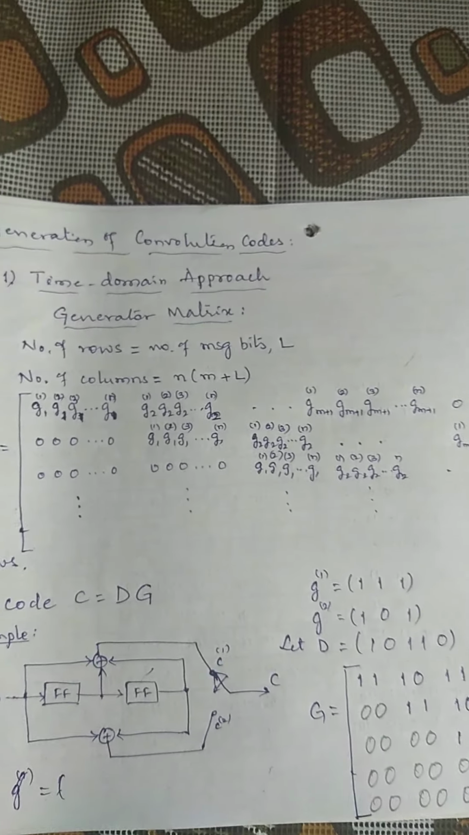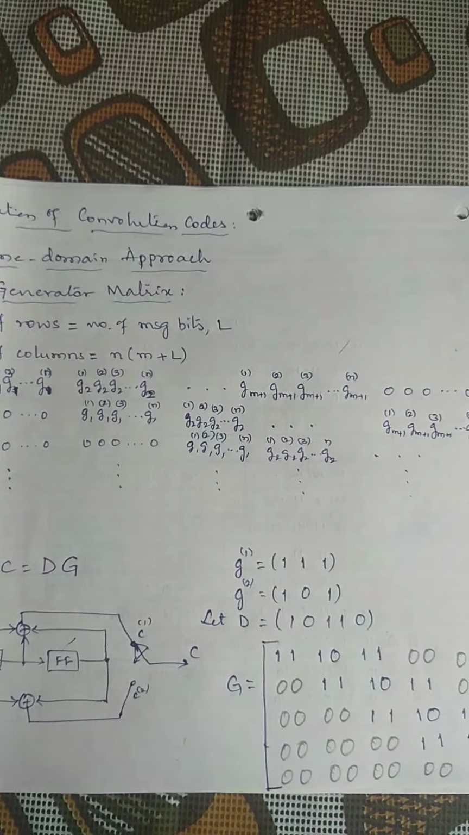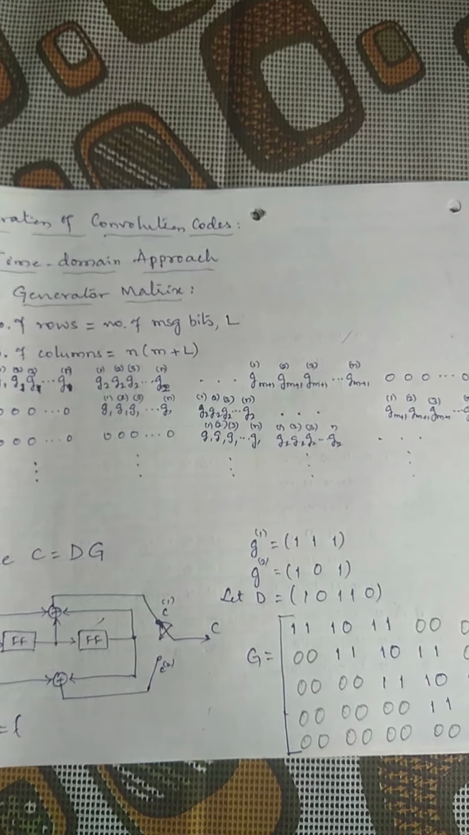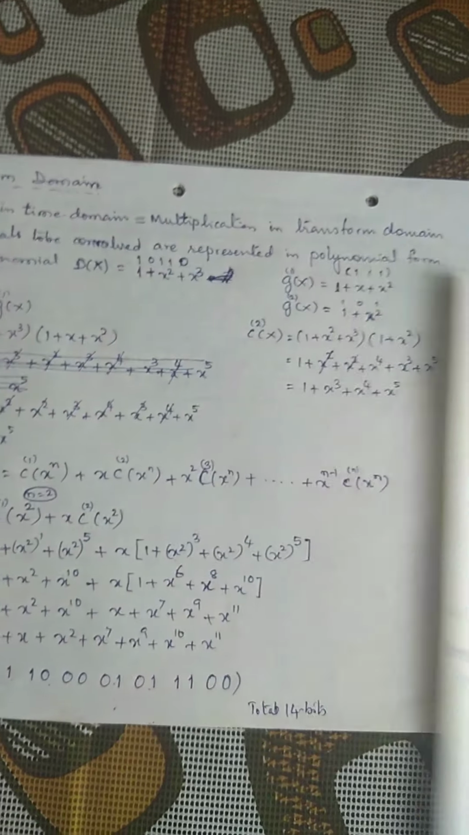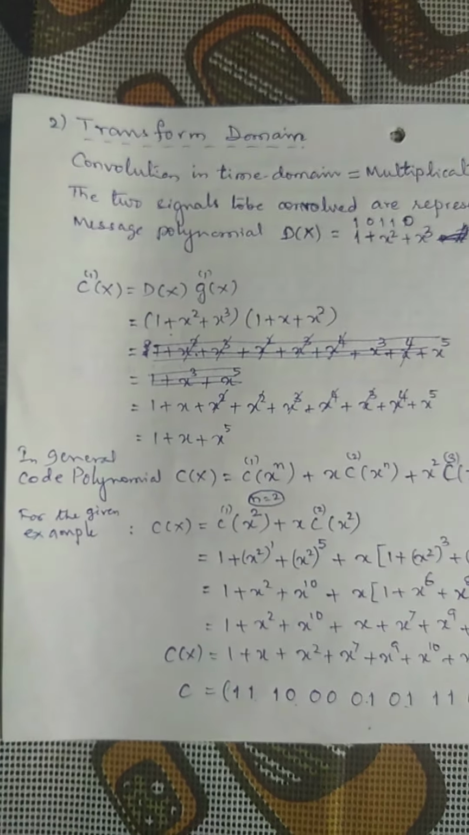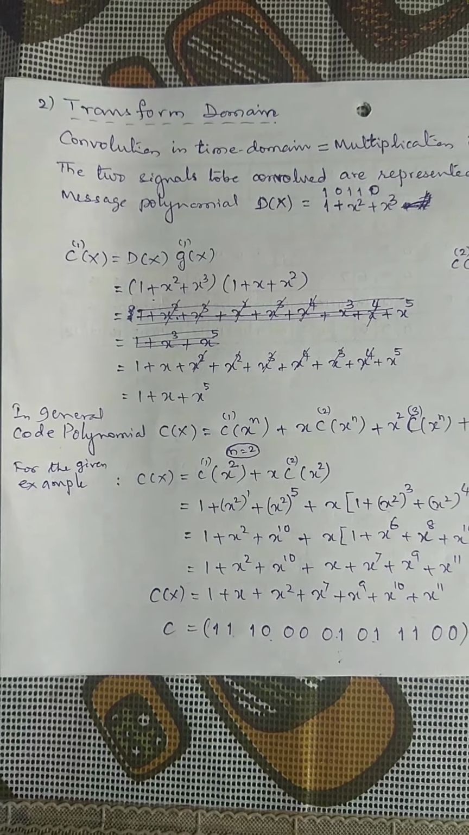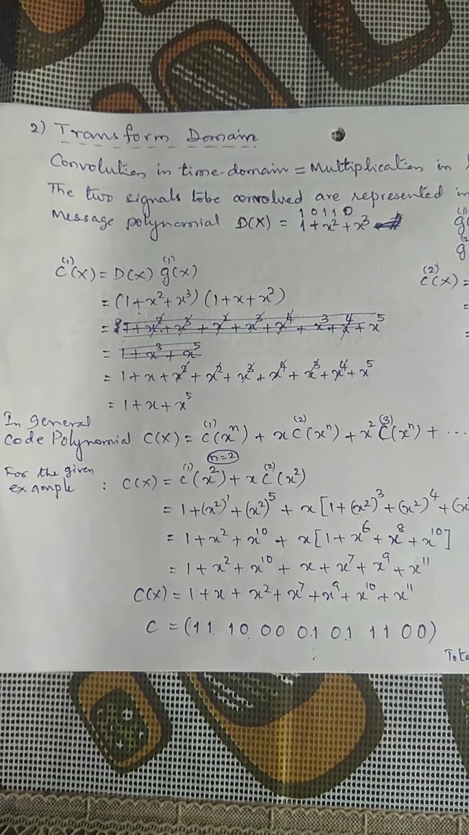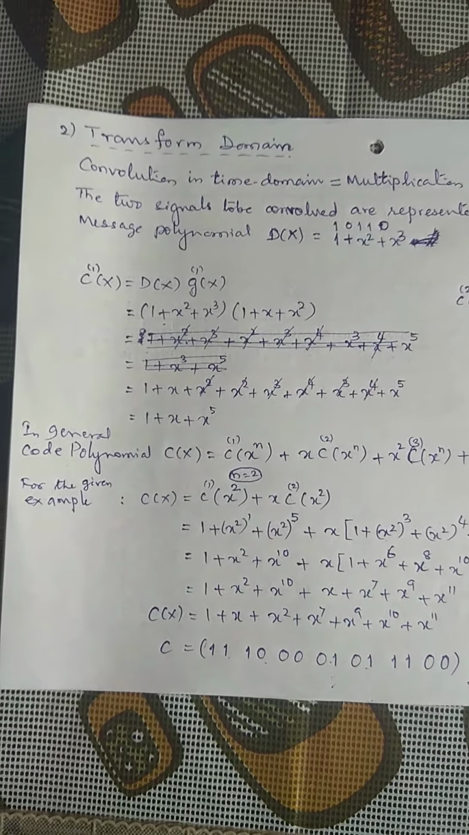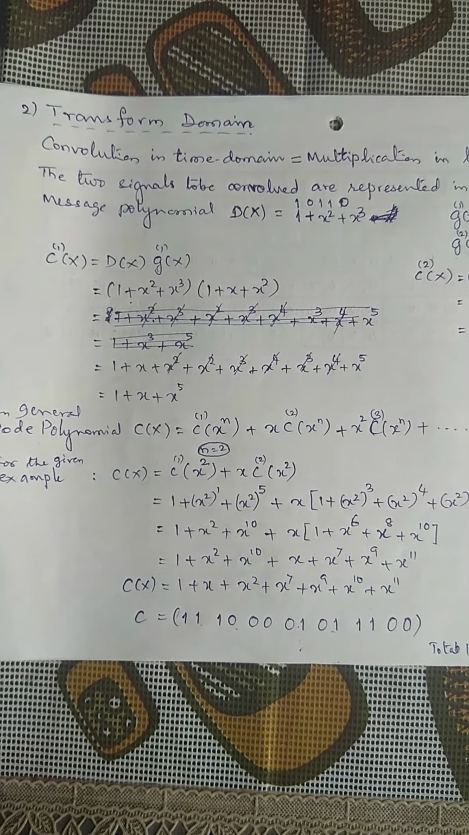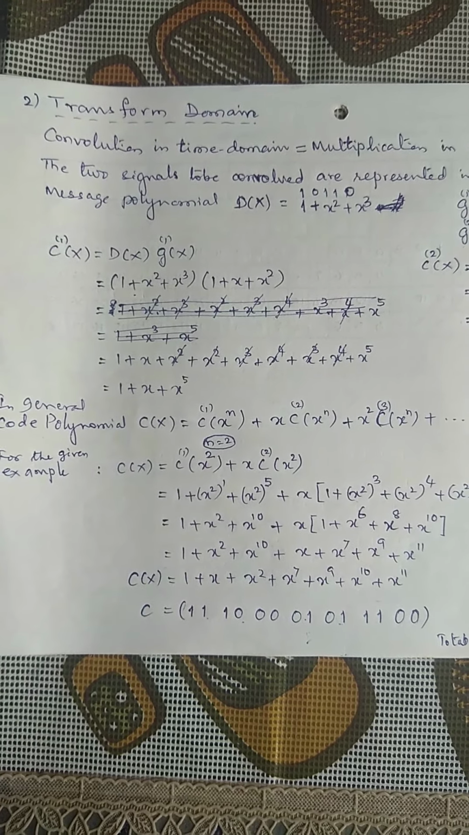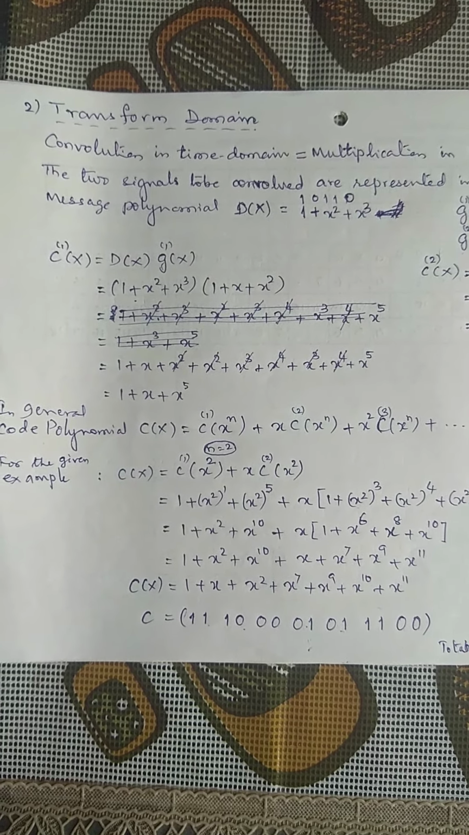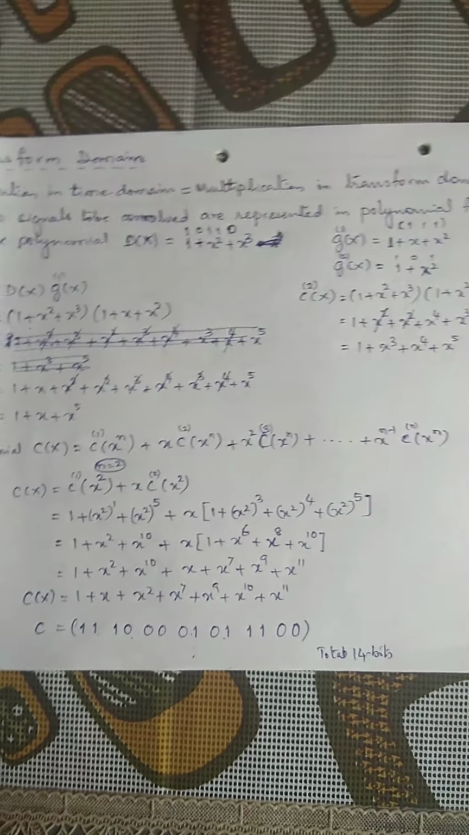So this way, convolution codes are generated in the time domain by simply multiplying the message with the generator matrix. It's a time domain approach of generating the convolution codes. Equivalently, we can generate the same convolution code in the transform domain. We have learned that convolution of two sequences can be done both in the time domain as well as in the transform domain. And also we have learned in signal processing that convolution in the time domain is equivalent to multiplication in the transform domain.